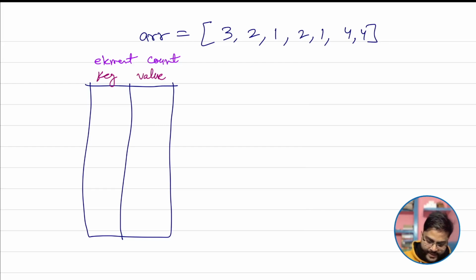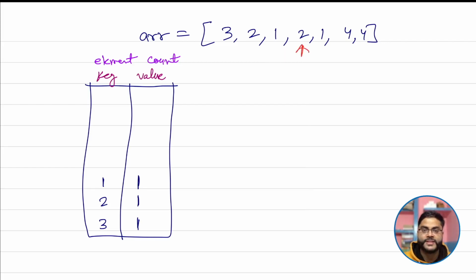So let's start traversing. I am here. I will check 3. 3 is not in our map, right? So store 3 with its occurrence, so it is 1. Now I will move forward. Now I will be here. So check 2. 2 is not in our map, so put 2 in the map with its occurrence 1. Now again move forward. 1 is not there in our map, so store 1 with its occurrence 1. Now move forward.